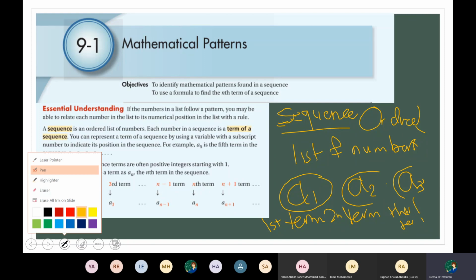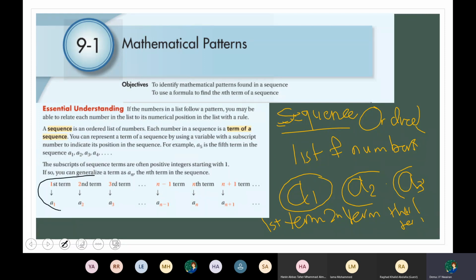So, as you see here, we have a sequence, and this sequence has terms. How can I represent the term? By using a subscript, a number that is related to the position of a term. A1 is related to the first position, A2 the second position or the second term, until the nth term: a sub n is related to the nth term of the sequence.